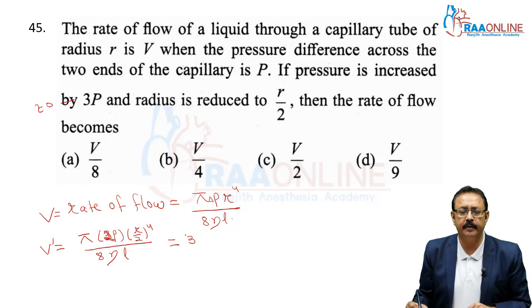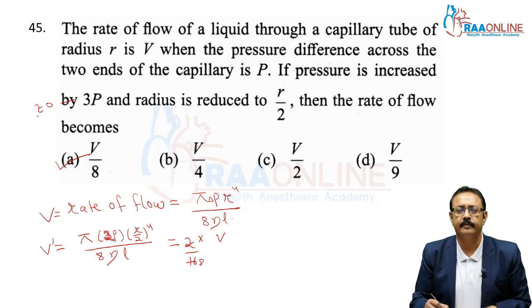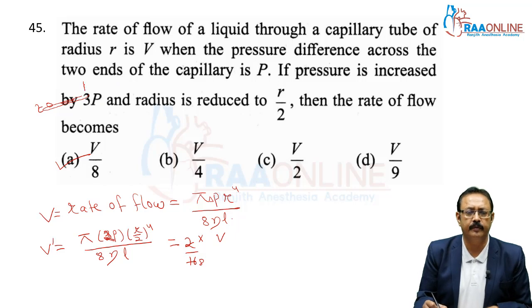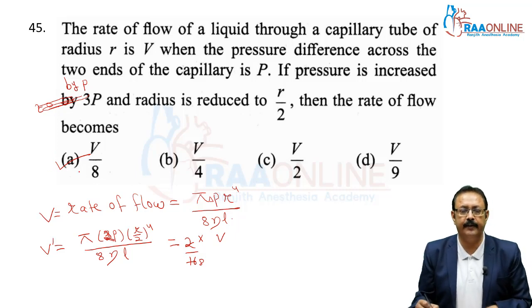So now that number is 2. And what additional number are we getting? Remaining is v. So 2 raised to the power 4, we will get 16. So 2 8s are 16. So we will get v by 8, because we will get 8 in the denominator. So in this case, make it: if pressure is increased by p, initially pressure difference was p, it is increased by p, so it will become 2p now. So we will get option A, otherwise you will get no option.